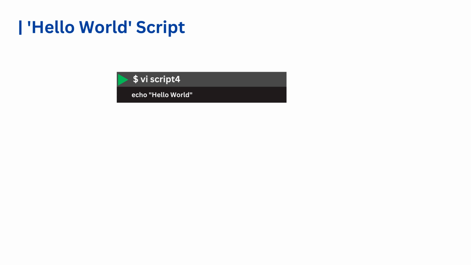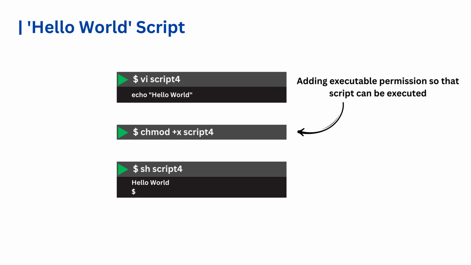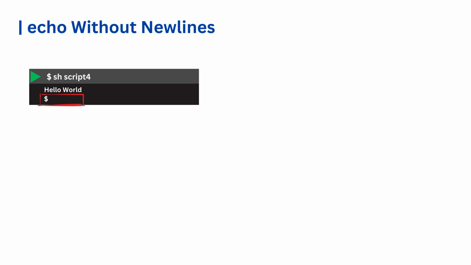The echo command simply takes the text you want to display and outputs it in the terminal. Let's create a basic script that outputs Hello World. Save this as script4 and run it using the command sh script4. The echo command outputs the text Hello World, and the shell is ready for the next command.